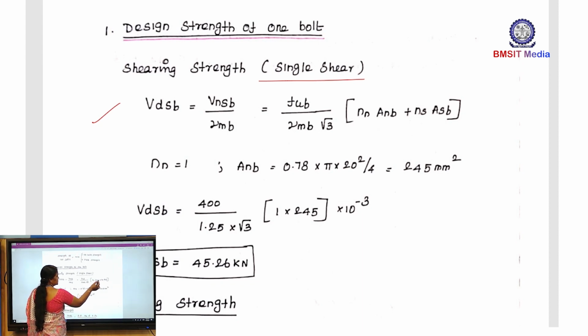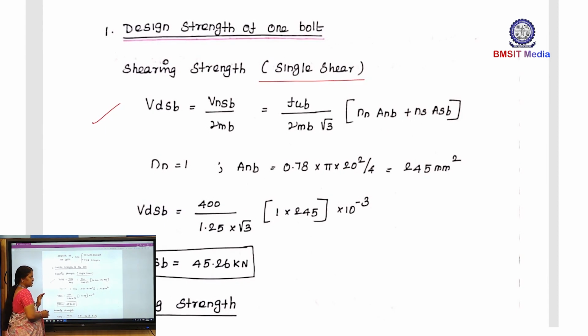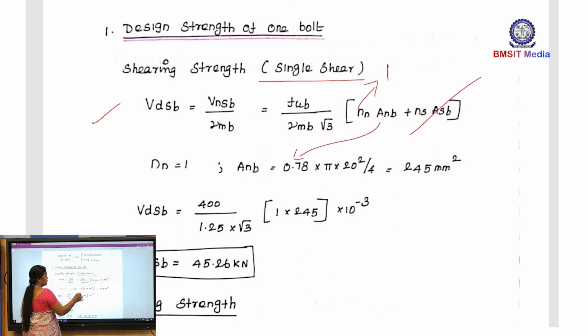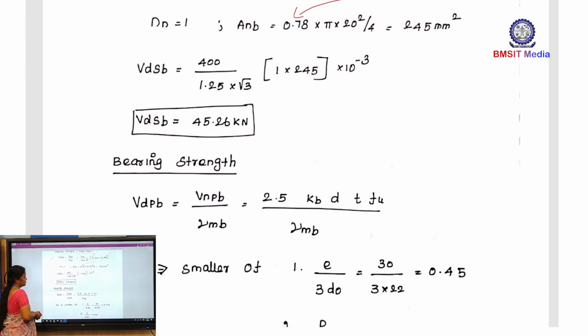With respect to this data, nothing is there in the question. So, always we have to assume the shear plane passes through the thread of the bolt, so this term won't come. This is the lap joint. So, Nn equal to 1 and Anb equal to 0.78 pi d squared by 4, d equal to 20. Substitute and find out the answer. So, Vdsb equal to 45.26 kilonewton.